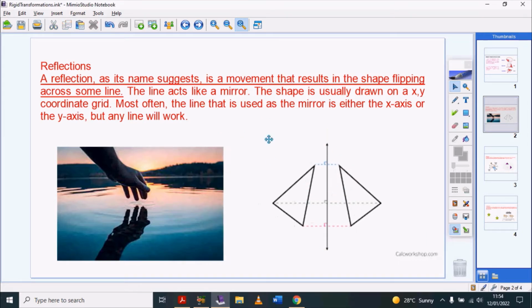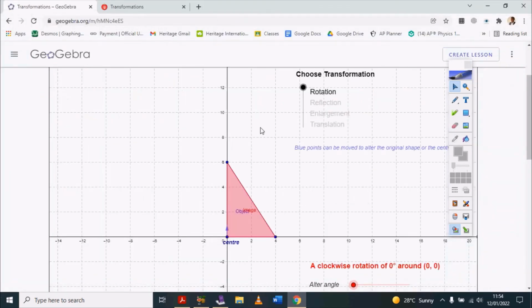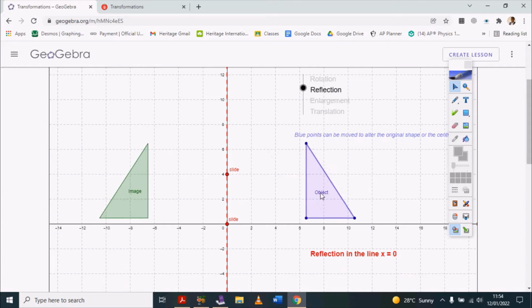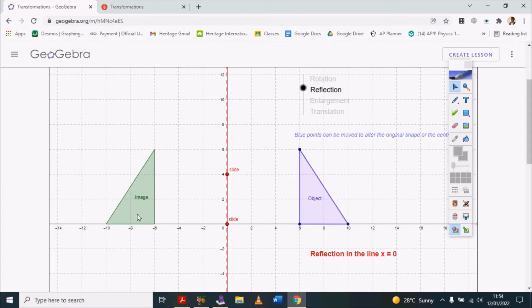So the lines that we'll be using to reflect will just be the x-axis or the y-axis. And let me show you what this looks like in a simulation here. So I have my object. My object is this triangle here in blue, right? And I hope you can see that as I move the object, the image appears on the left. The image appears here in green, right?